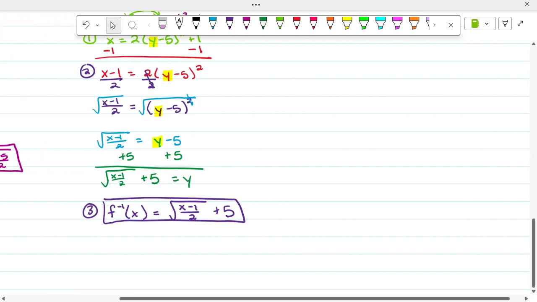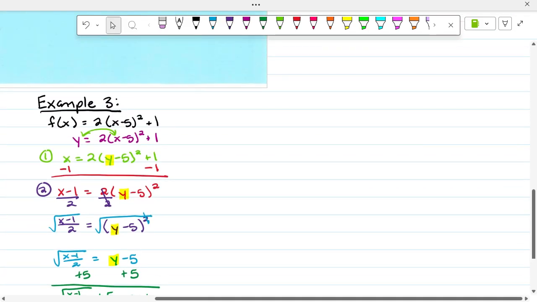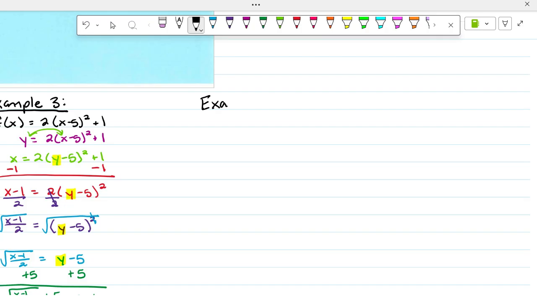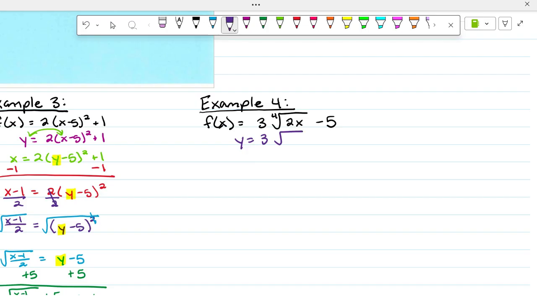All right, last one, and then I'll let you guys work on your delta math for the rest of class. So, example 4. I have f of x is equal to 3 times the 4th root of 2x minus 5. So first things first, I'm just going to rewrite it using y. So y is equal to 3 times the 4th root of 2x minus 5.